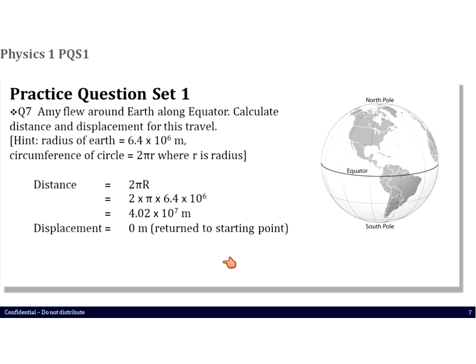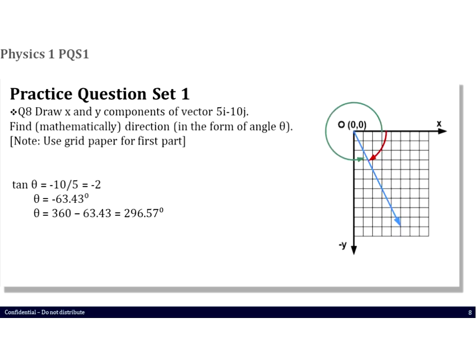The requirement was to use these prefixes and apply arithmetic operators on that and get the answer, and the difference between distance and displacement. That was the main thing. So distance is 2 pi r. You solve it and you get 4.02 into 10⁷ meters. Displacement is 0 because she got back. She flew around Earth along equator, and it is of course assumed that she came back to where she flew from. So the displacement is 0. That was a catchy one.